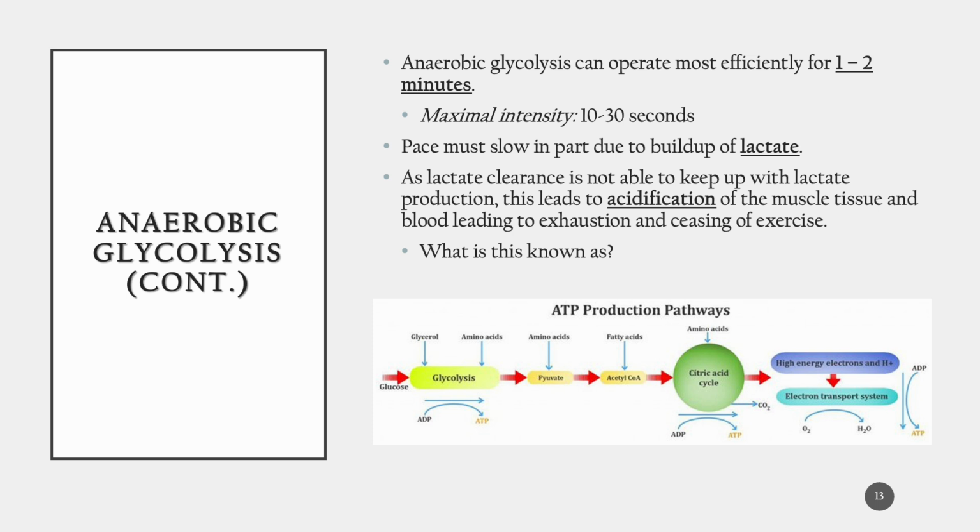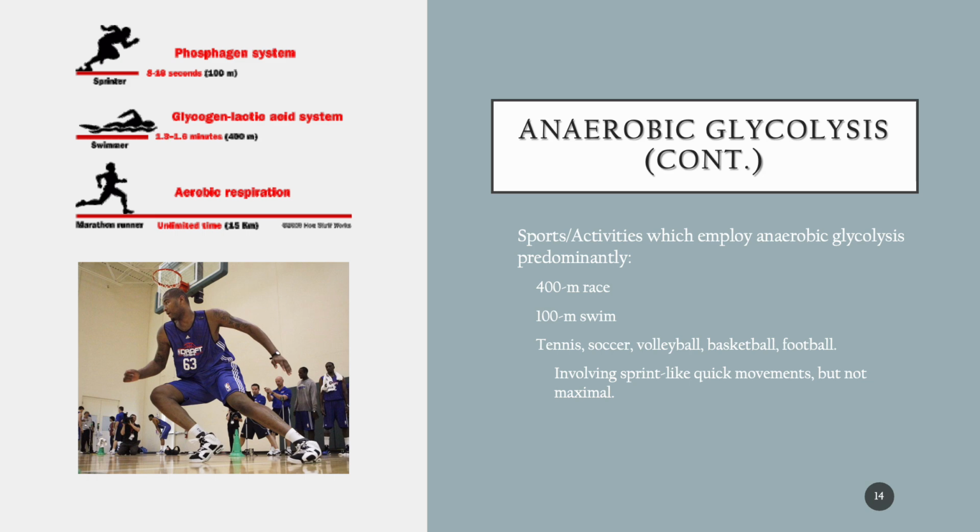Now, the second energy system has that second pathway, right? It must take over at 30 seconds, which we'll talk about in a minute. Some examples of anaerobic glycolysis: 400-meter race, 100-meter swim, tennis, soccer, volleyball, basketball, football, involving sprint-like quick movements but not at a maximal intensity.